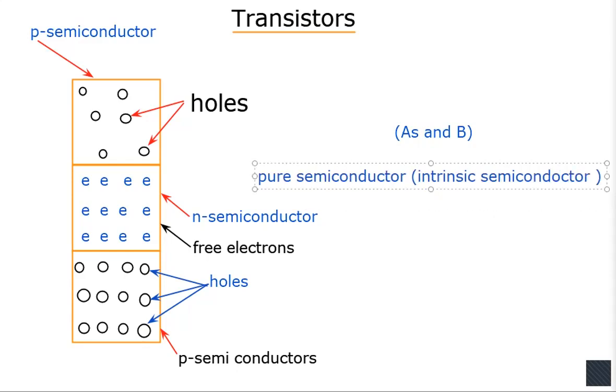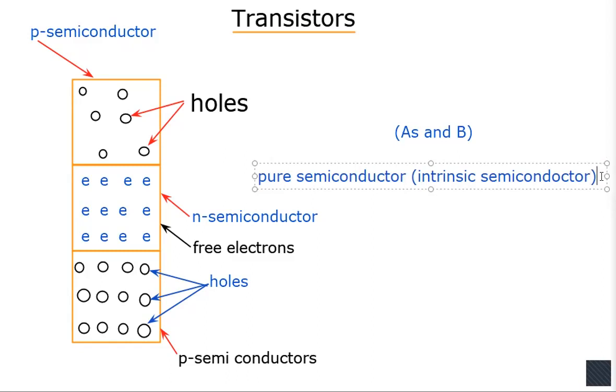I forgot the sentence. When I type, I forget the things. Somebody please read that sentence from the beginning. By changing the number of foreign atoms, arsenic and boron, added into a pure semiconductor, intrinsic semiconductor, close the bracket.